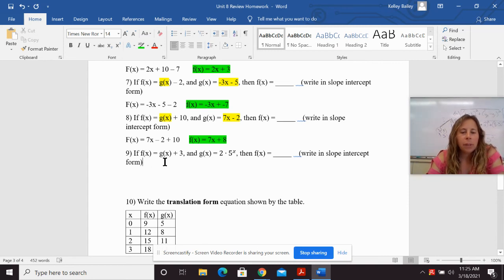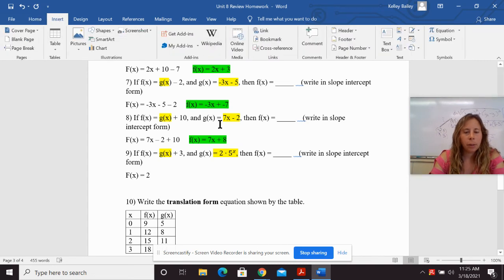If f of x equals g of x plus 3, and then they give you g of x, don't let it freak you out that now you have an exponential equation. Same process. We're going to substitute this in for g of x. G of x is equal to 2 times 5 to the x, so we're going to substitute that in for g of x. So f of x equals 2. Here, I'll just copy it.